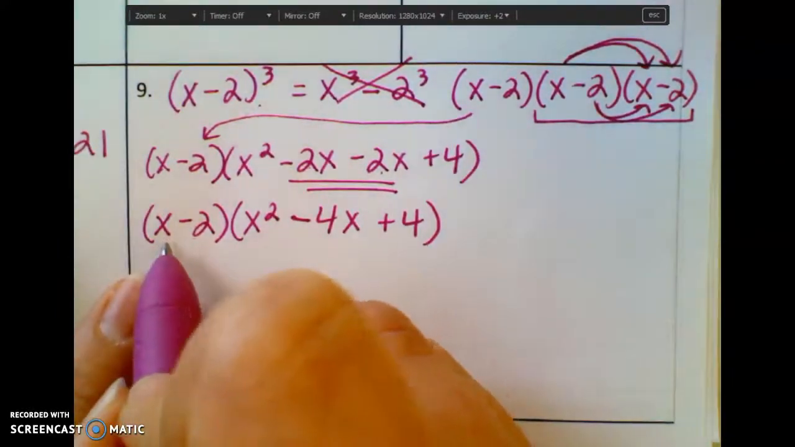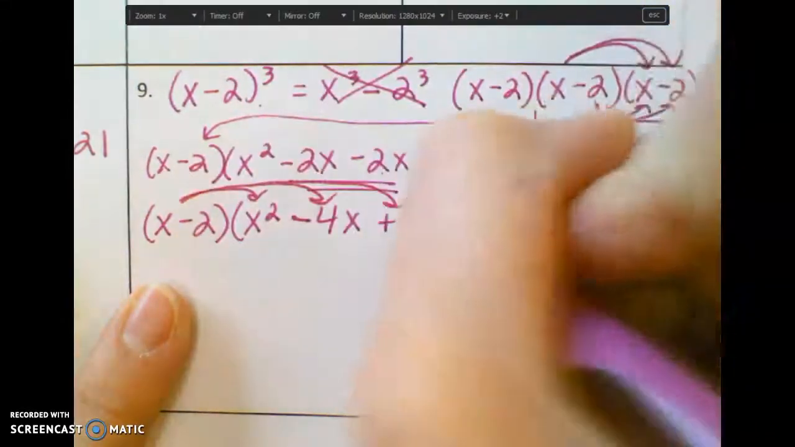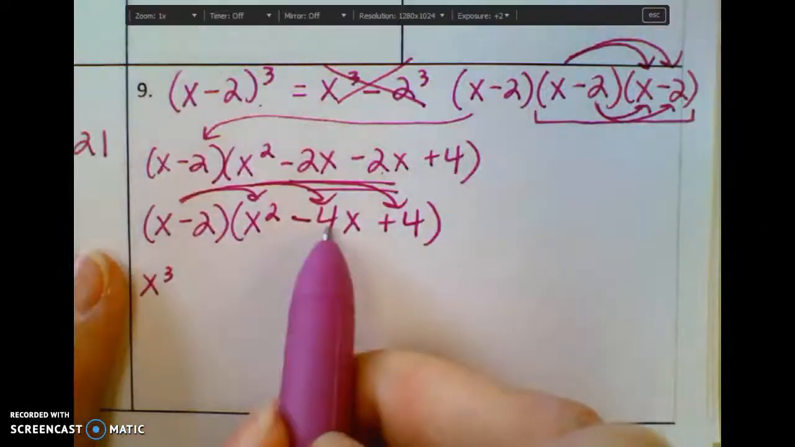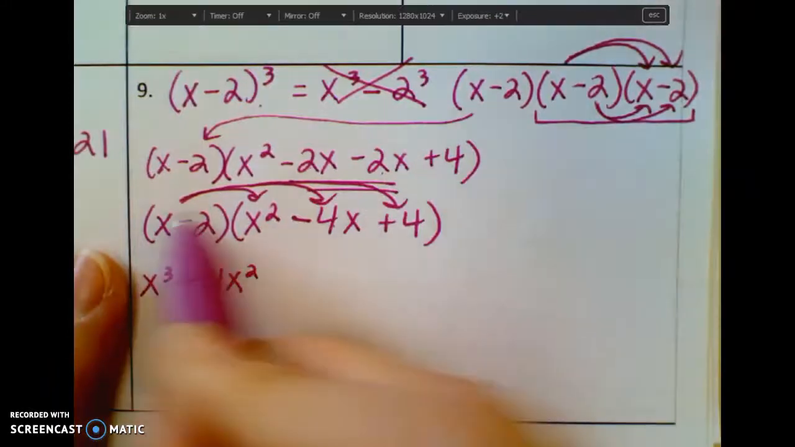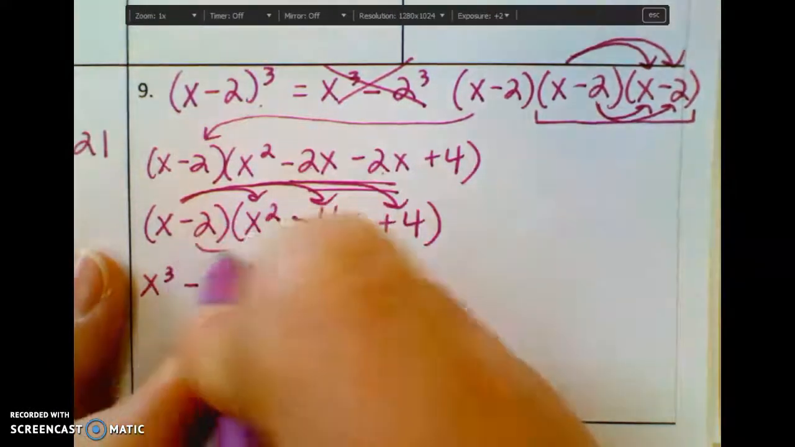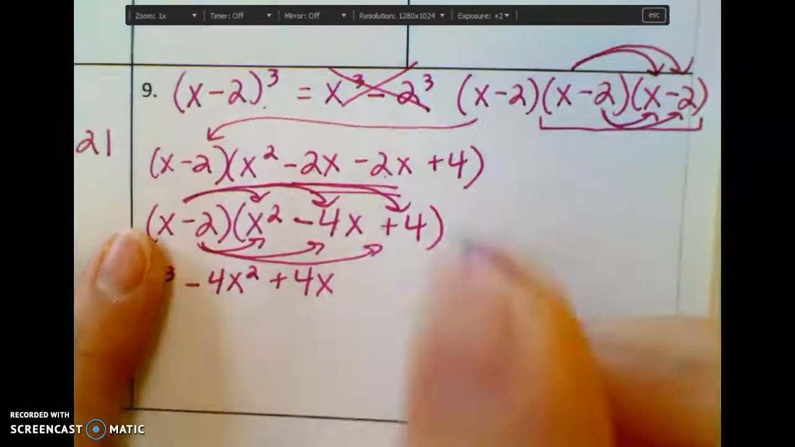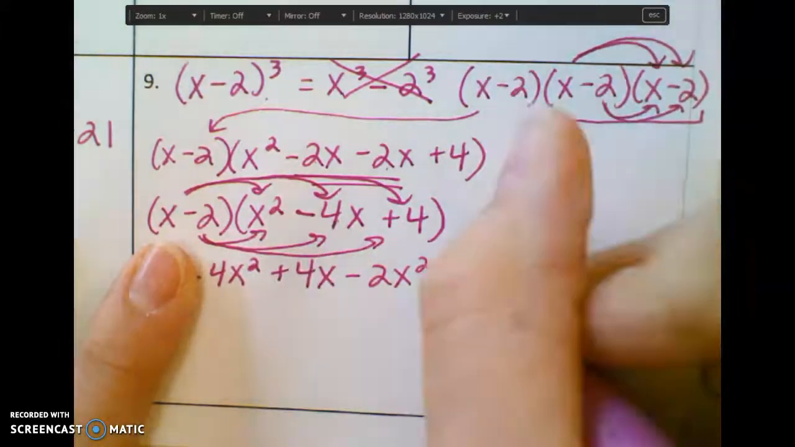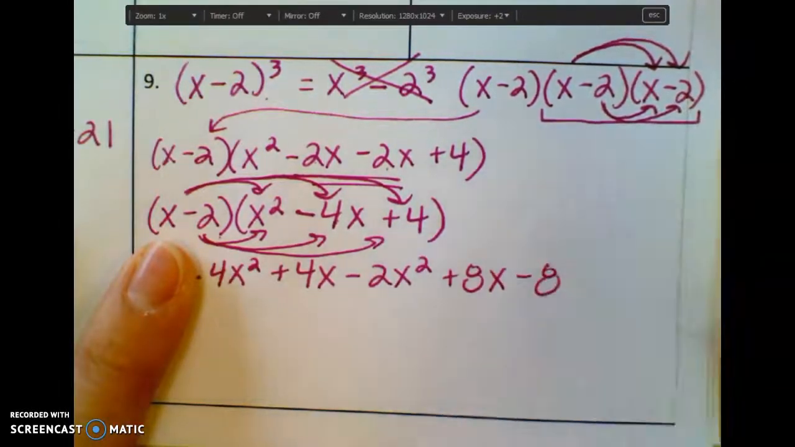Now we can take this (x - 2) and distribute it. So let's distribute that x to every single thing. x times x squared gives me x cubed. x times negative 4x gives me negative 4x squared. x times 4 gives me positive 4x. Now distribute the negative 2 to every single thing. So negative 2 times x squared gives me negative 2x squared. Negative 2 times negative 4x gives me positive 8x, and negative 2 times 4 gives me negative 8.